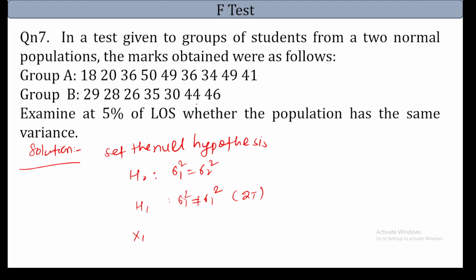So here we have a test group of people. Two normal populations are there. Group A has some different numbers, and Group B. So examine at the 5% level of significance.